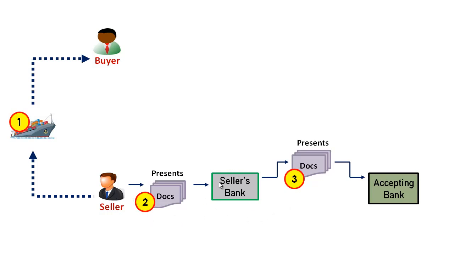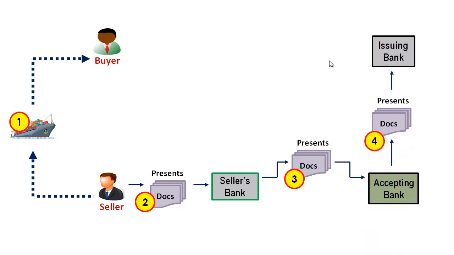The maturity date will depend on the tenure of the draft or bills of exchange. It can be 30 days sight, 60 days from invoice, 90 days from BL, and so on. The tenure of the draft or bills of exchange depends on the mutual agreement between the seller and the buyer. The documents and the bills of exchange then are presented to the issuing bank.